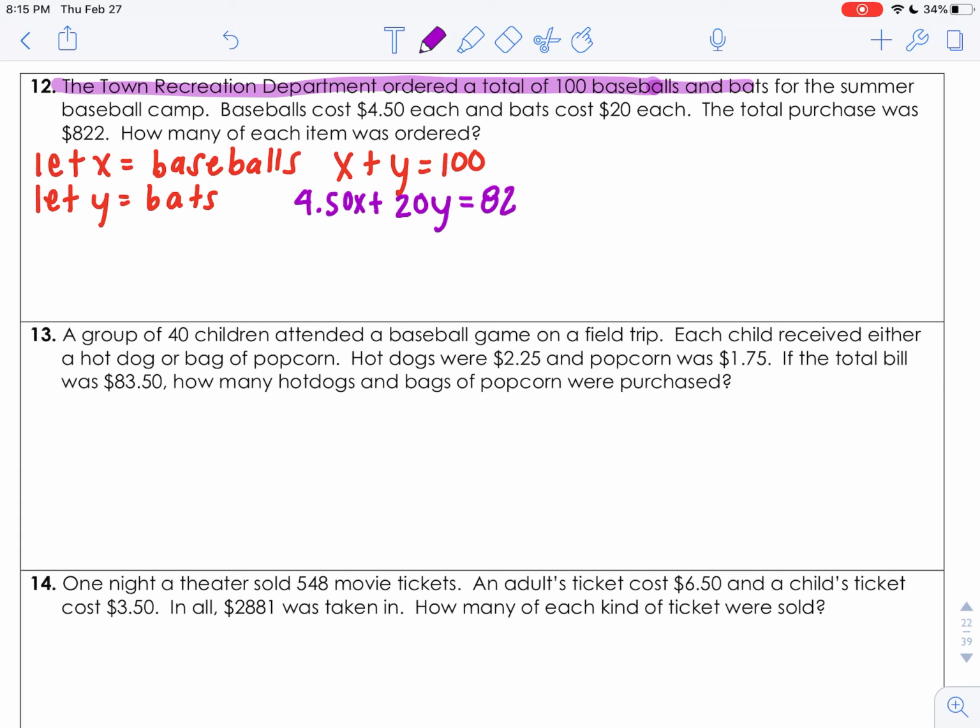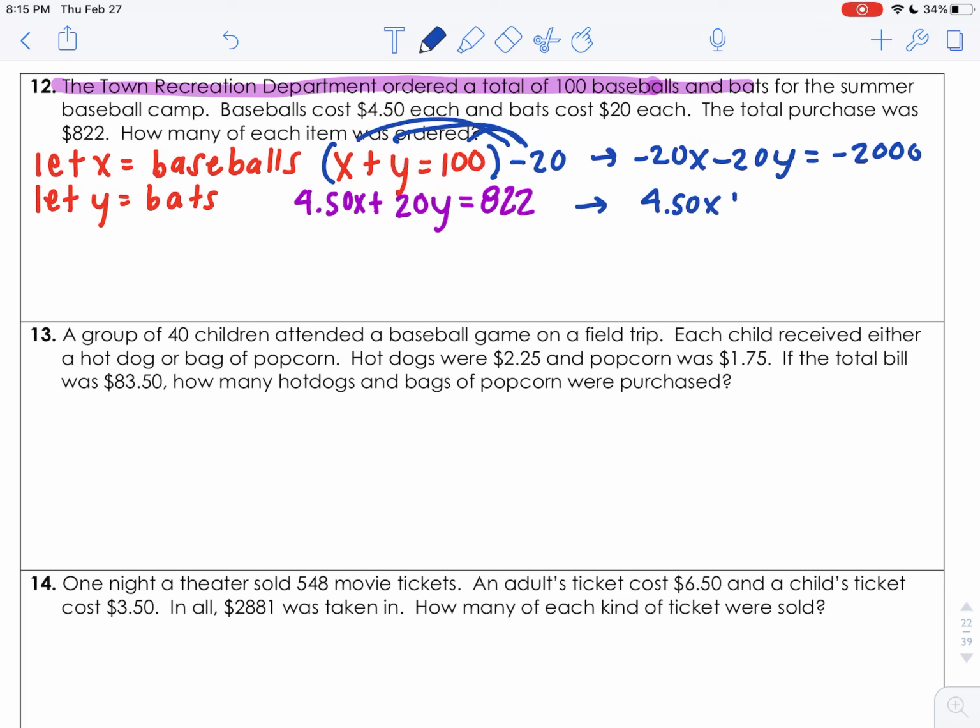So our money, $8.22 like that. I'm going to do elimination. I'm going to multiply the top by -20. That way these will cancel out, because I need them the same number, just opposite signs. So this is going to be -20x minus 20y equals -2,000. And this is going to be 450x plus 20y equals 822.